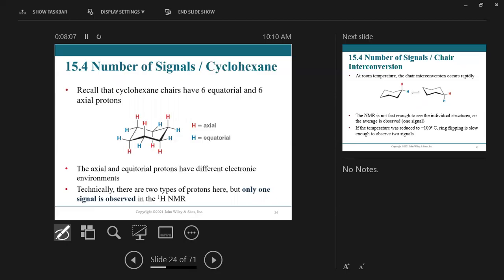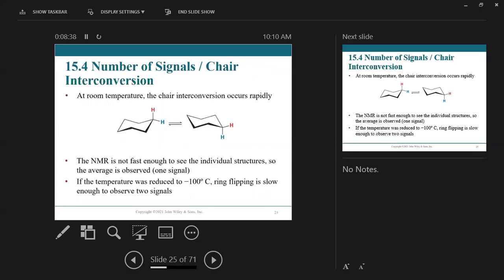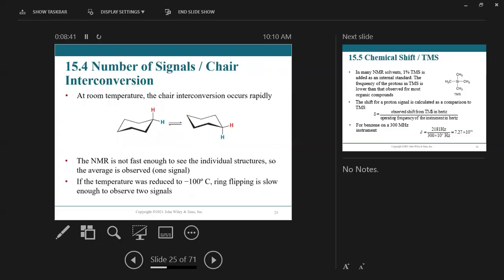Recall that cyclohexane chairs have 6 equatorial and 6 axial protons. So the axial and equatorial protons have different electronic environments. But you're only going to see one signal observed in the proton NMR. And that's because at room temperature, remember, this interconversion occurs rapidly. So that's why you're seeing just one signal.